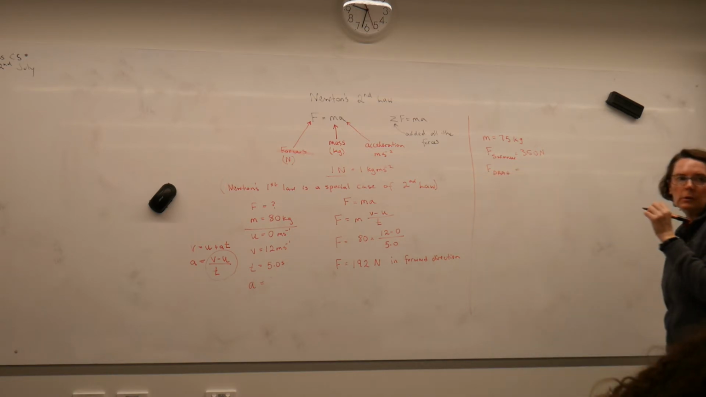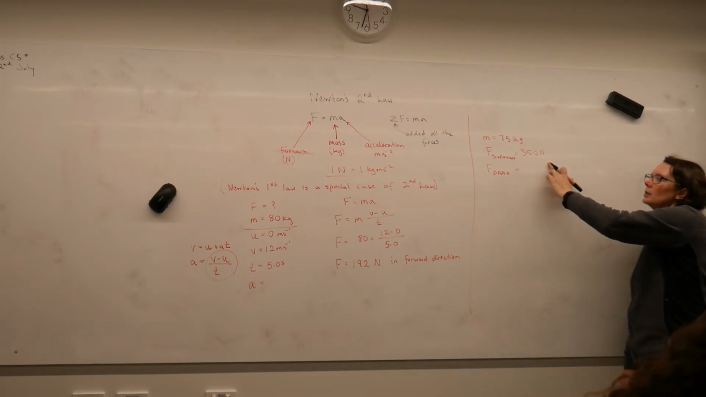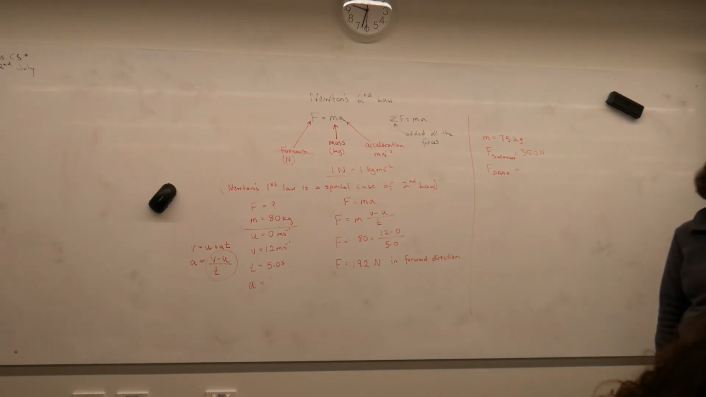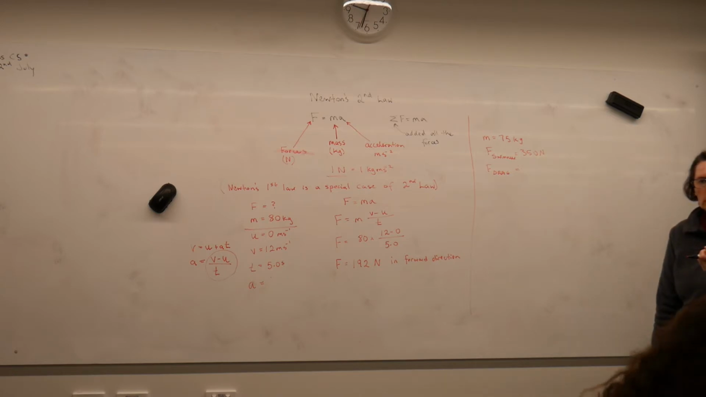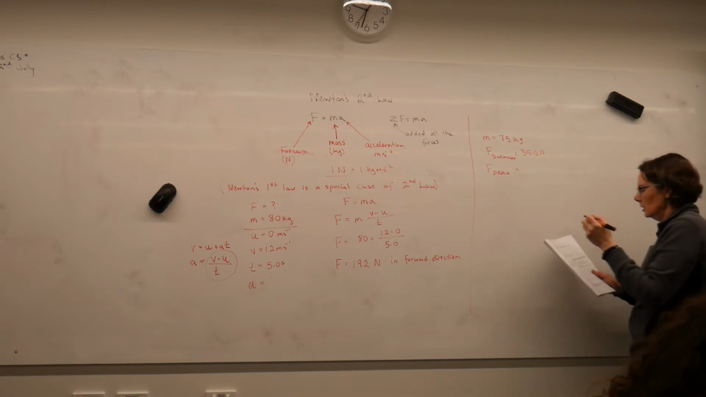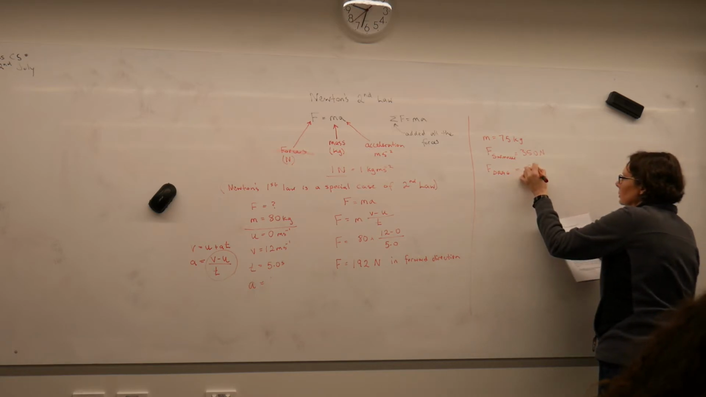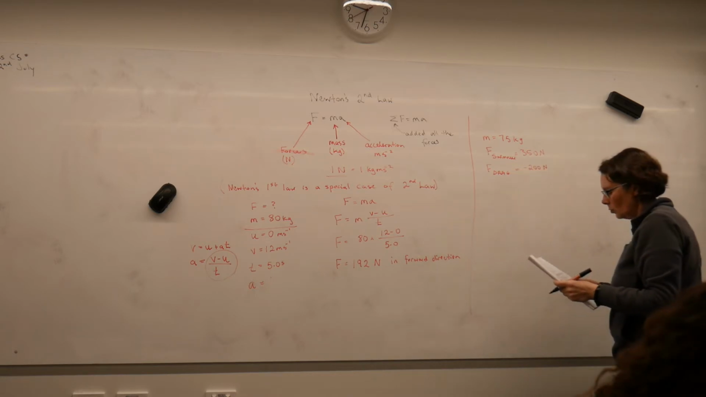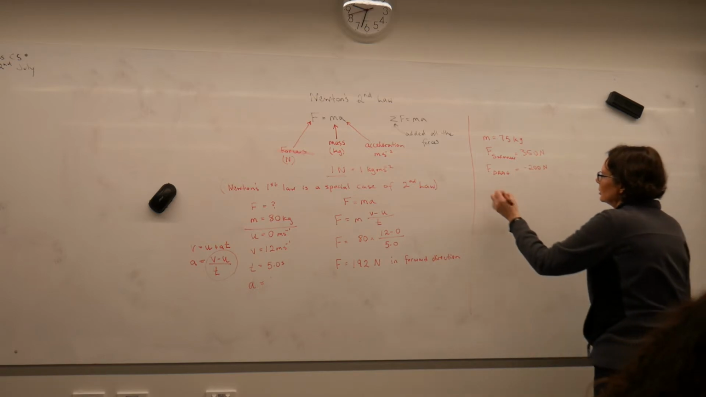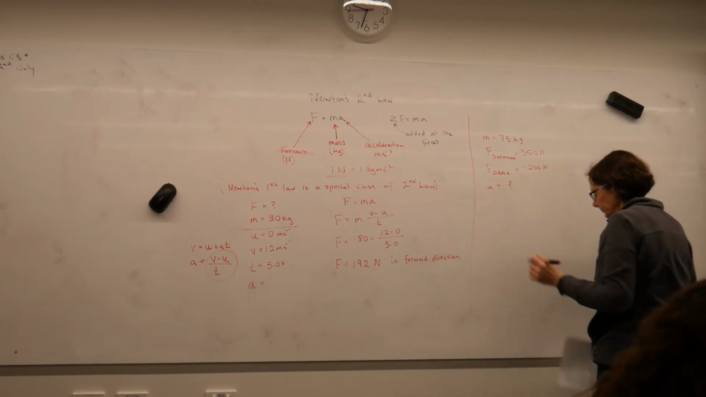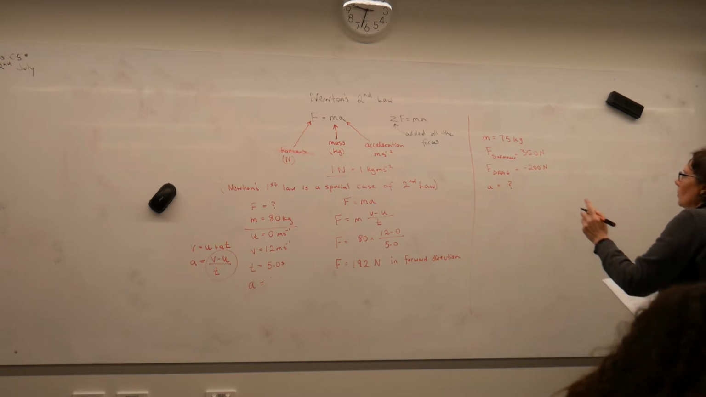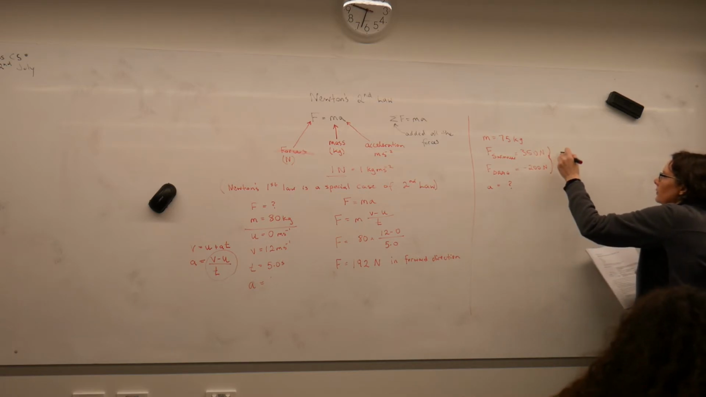So the drag force, if I've said that the swimmer's force is in the positive direction, what's the direction for the drag force? Negative. So it's going to be minus 200 newtons. What is her initial acceleration? Well, what we need to find out is the net force.